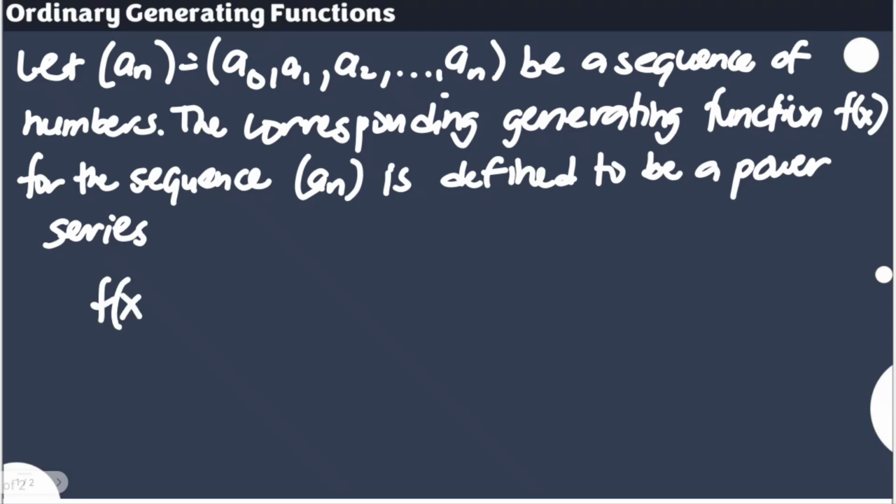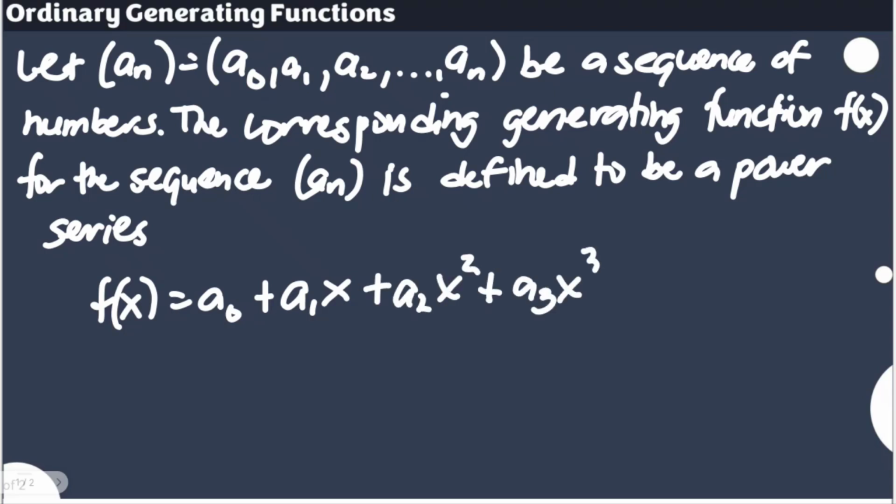F of x is equal to your first element in your sequence, which would be the constant, plus your second element, a sub 1, which is the coefficient of x to the power of 1, plus a sub 2 x squared, plus a sub 3 x cubed, until you reach a sub n x to the power of n, and so on and so forth. Take note that we can also express x to the power of 0, hence a sub 0 times x to the power of 0 is again a sub 0. That's your constant there.